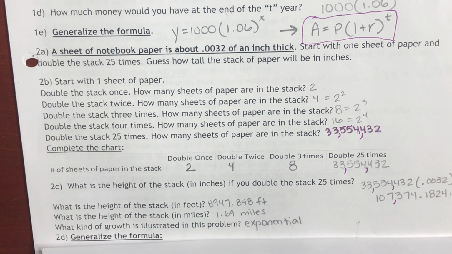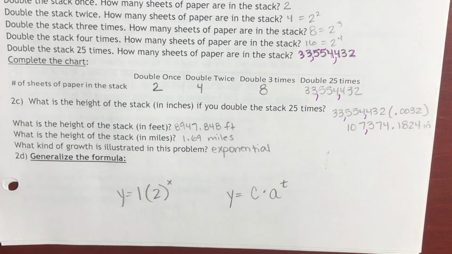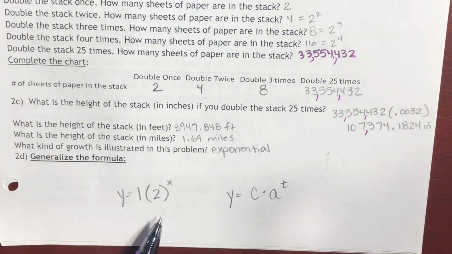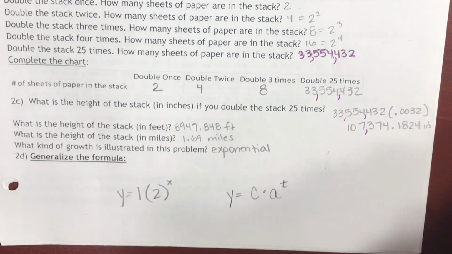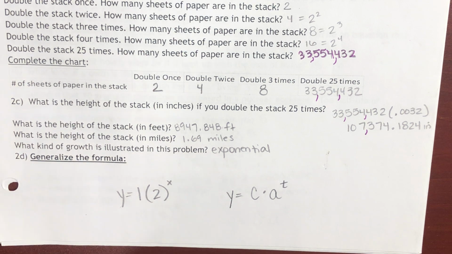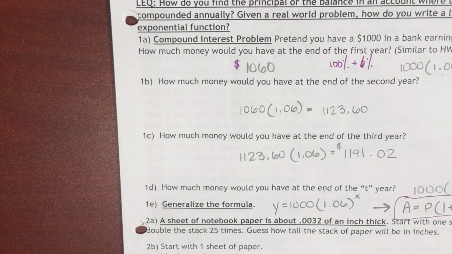All right? So to generalize the formula, down here, y equals 1 times 2 raised to the x. And so here that would be y equals c times a raised to the t. All right, so let's go to the next page.